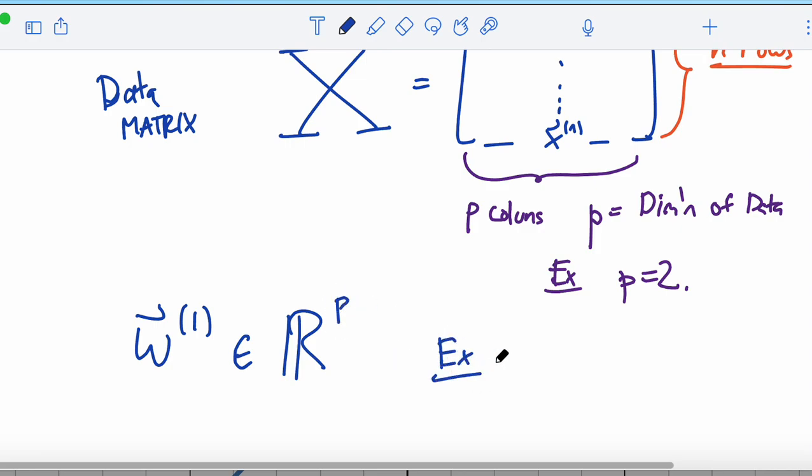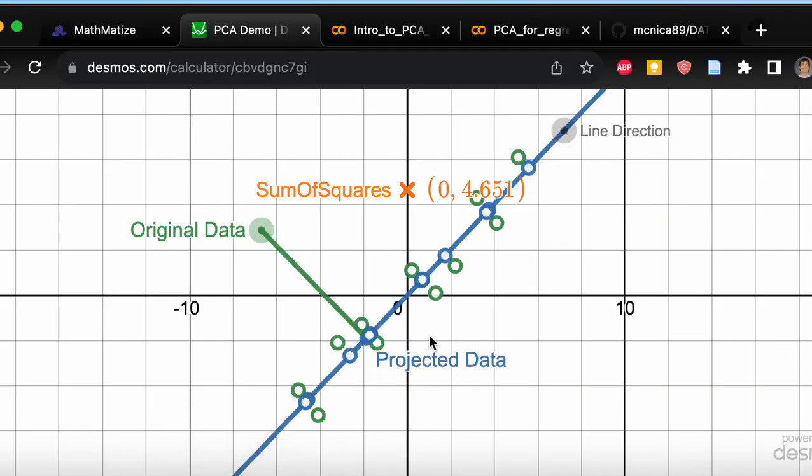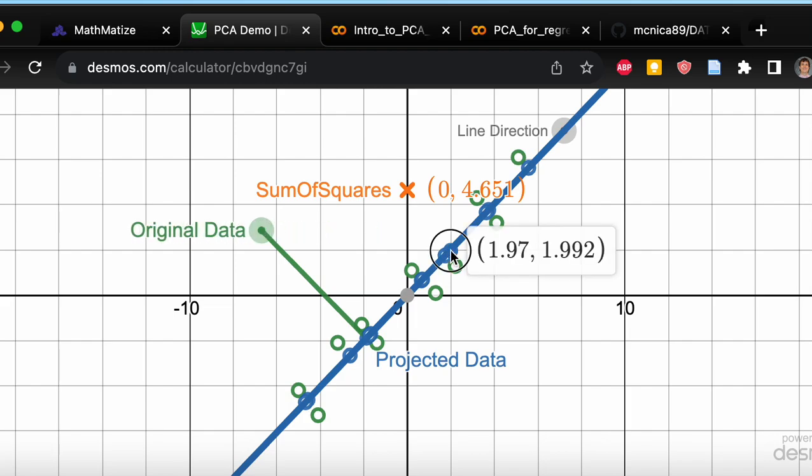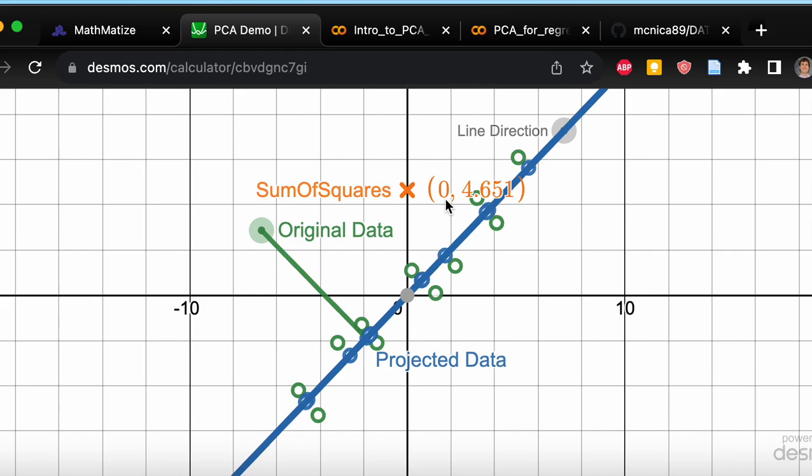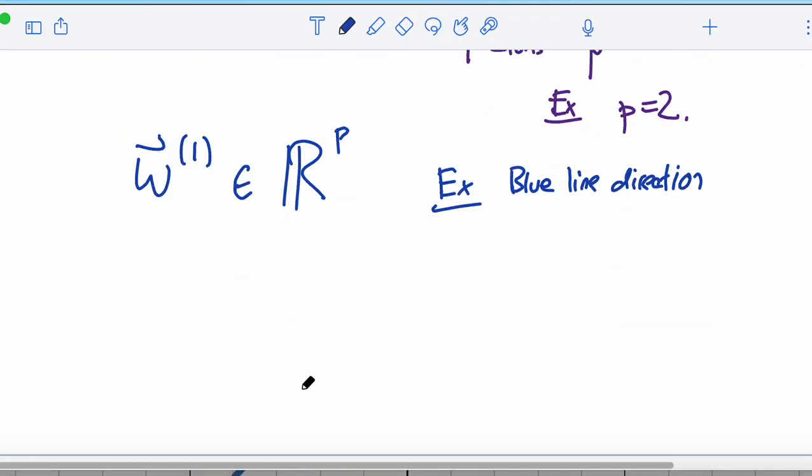The example is the blue line direction. In our example, you might say that W1 is just the vector 1.97, 1.992. That would be the vector. So just what direction is the blue line going? And if you know the direction of the blue line, you can calculate where these points are. The projection of the green data onto the blue line is given by inner products. Once you've chosen a direction W1, you can get all the points you want by doing inner products. So the projected data.